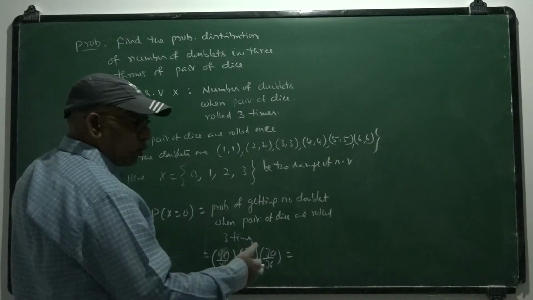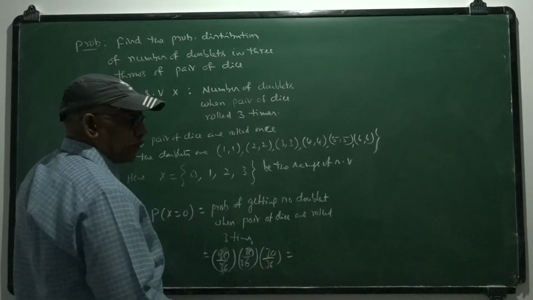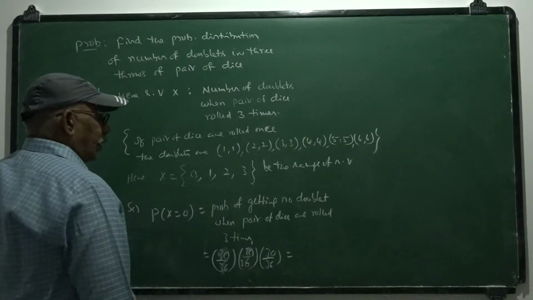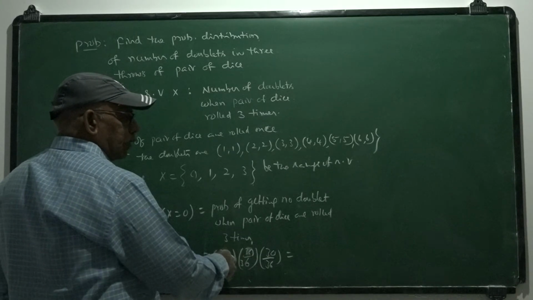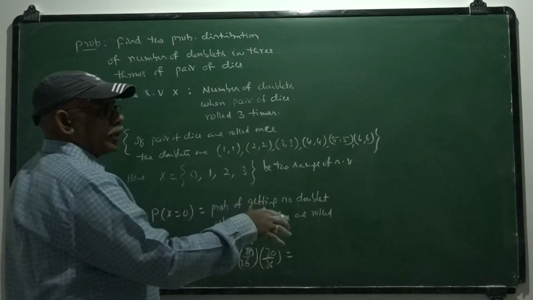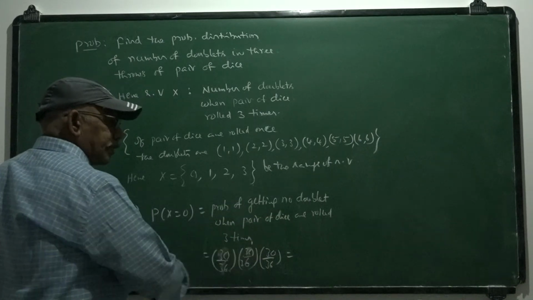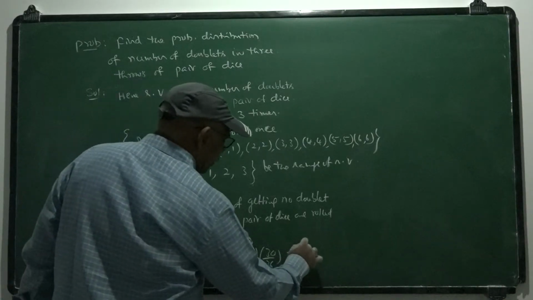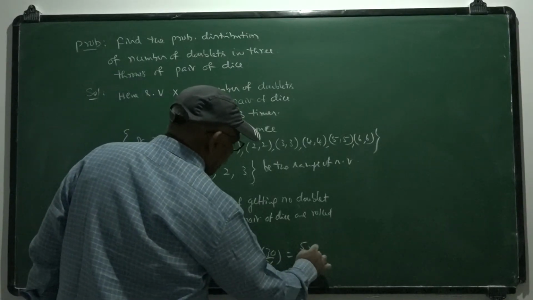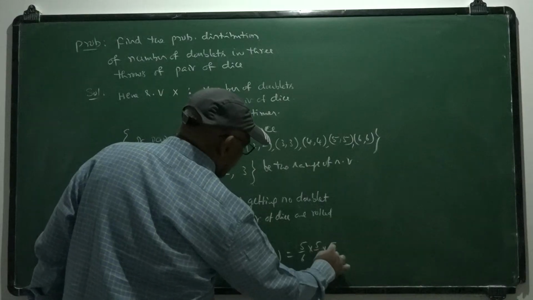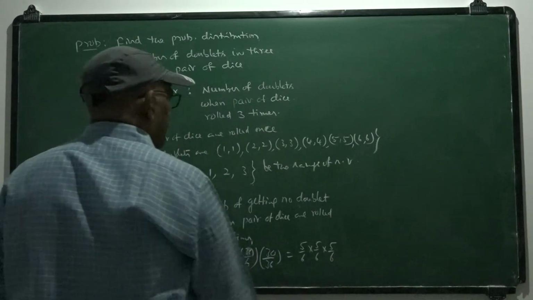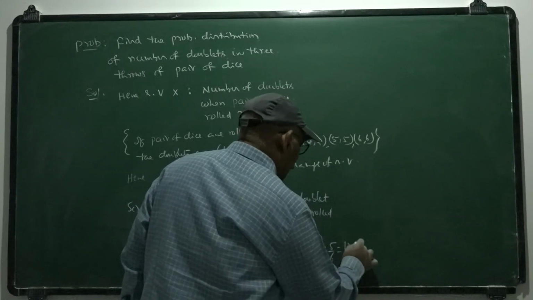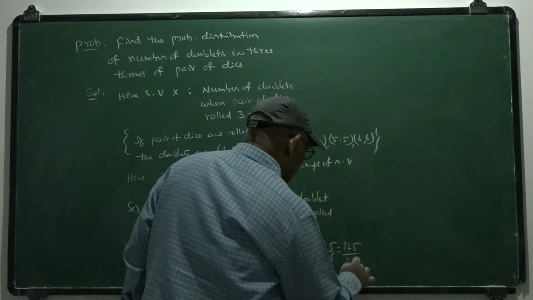These are all independent events. Hence I am taking the product. One attempt does not influence the probability of the other. Hence they are independent, and hence I am taking the product here. That is 5 by 6 whole cube, 5 by 6 into 5 by 6 into 5 by 6. That is, the probability of this is of course 125 by 216.